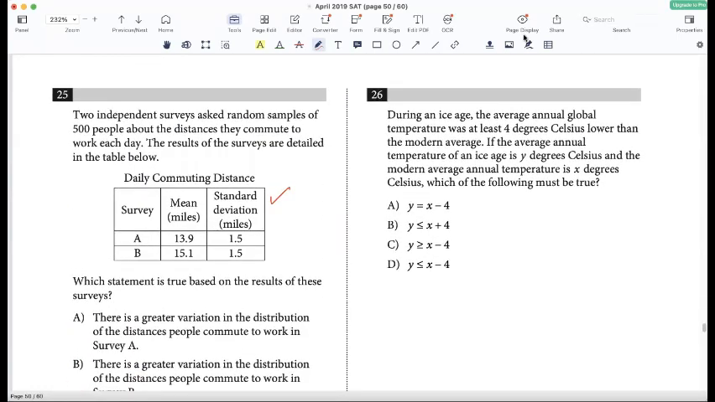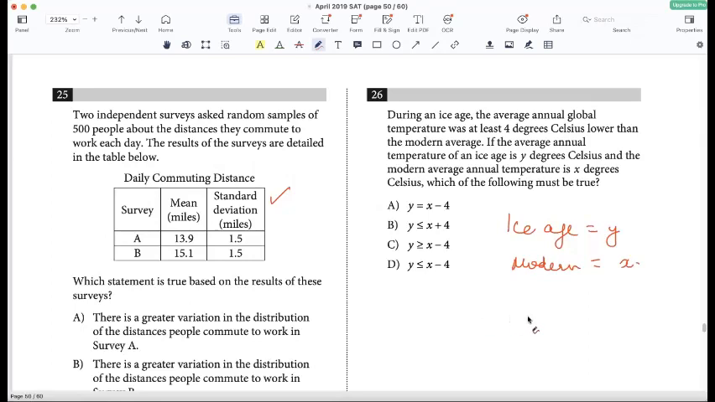26. During an ice age, the average annual global temperature was at least 4 degrees Celsius lower than the modern average. If the average annual temperature of an ice age is y degrees Celsius, so ice age temperature is y, and the modern average annual temperature, modern temperature is x, which of the following is true? The average annual global temperature was at least 4 degrees Celsius lower than the modern average.